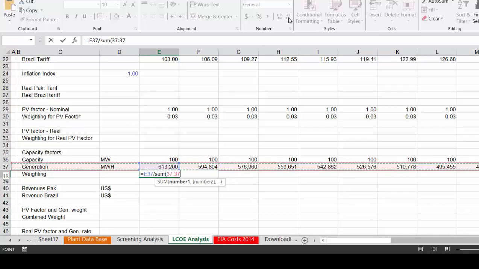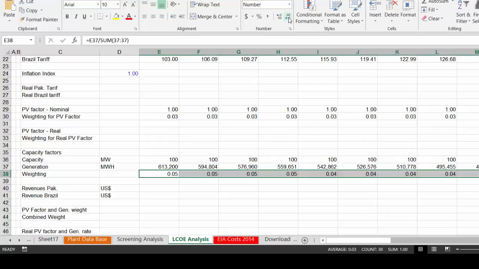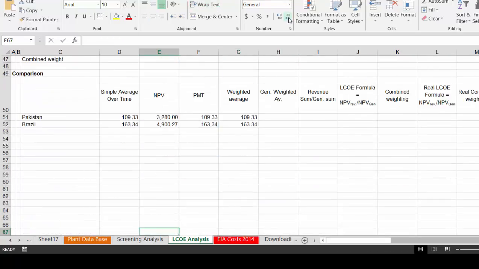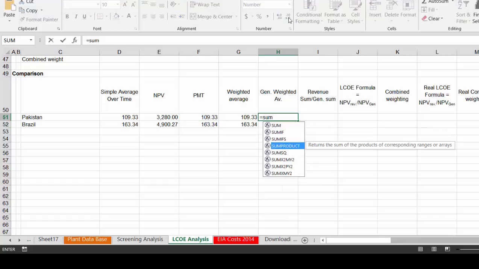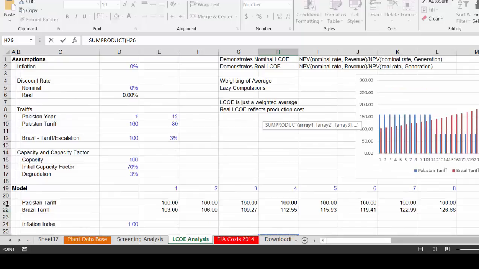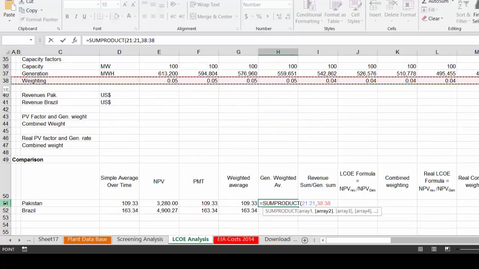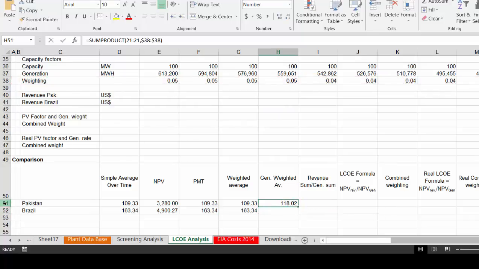Okay, Shift Control 1, Shift Control R. Now, when we take the weighted average by the generation, that's just going to be the same thing. We put SUMPRODUCT, and we go up to the nominal tariff, and then put a comma, just like we did with the PV factor. We put the generation in, and then press the F4, and you go down.